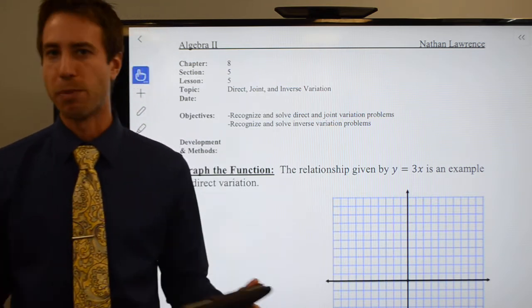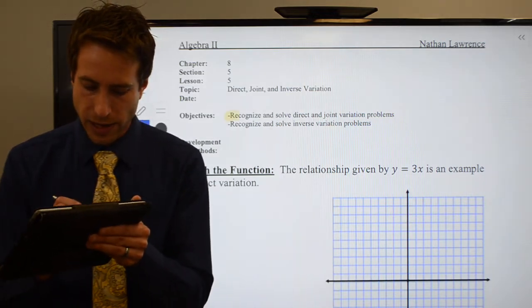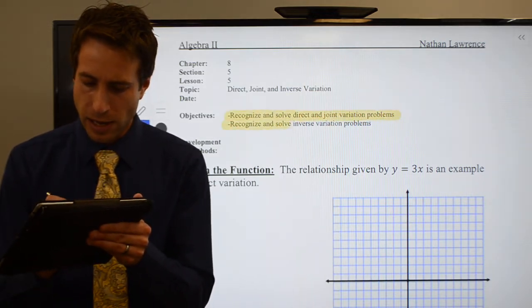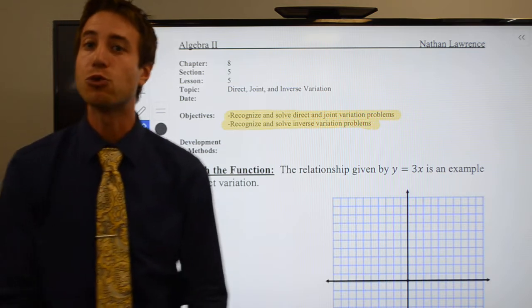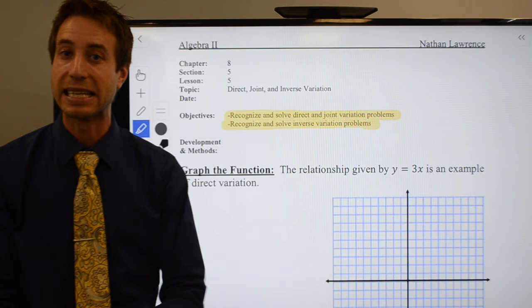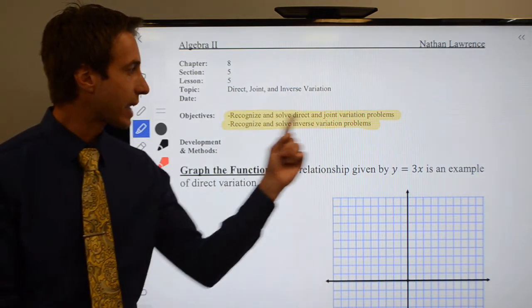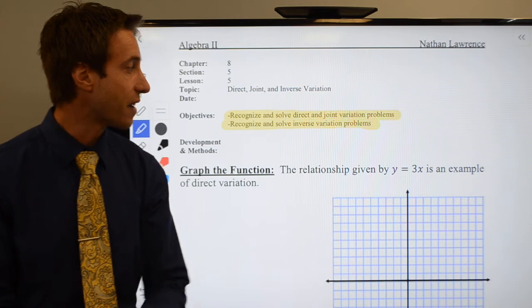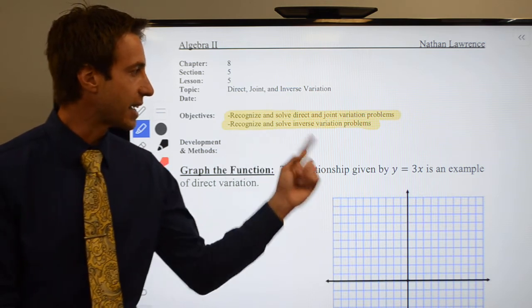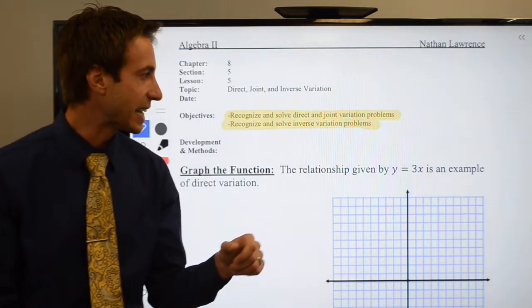But before we jump into any of that, let's take a look at a couple of objectives or learning targets. These will help you focus your learning as you make your way through this set of notes. These are the things you'll need to be able to do by the time we get to the end of this set of videos and these notes. You want to be able to recognize and solve direct and joint variation problems, and then be able to recognize and solve inverse variation problems.